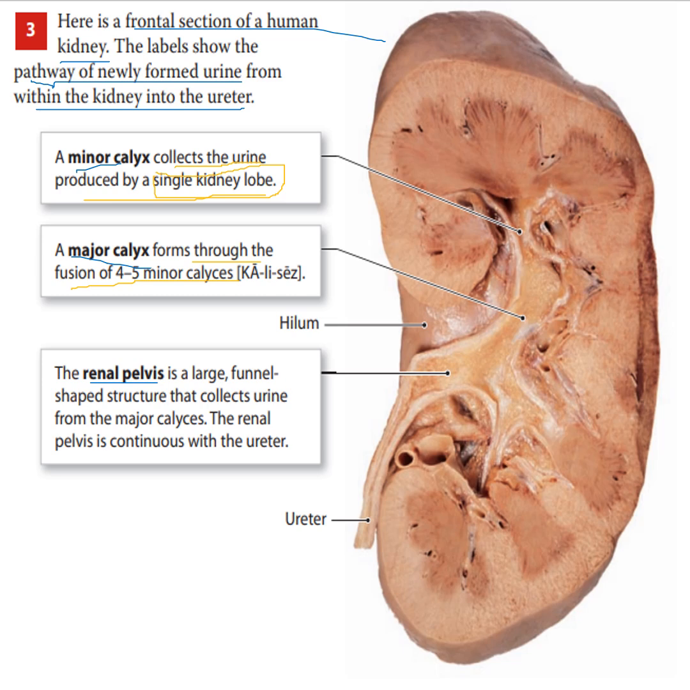renal pelvis, a large funnel-shaped structure that collects the urine from the major calyxes. The renal pelvis is a continuation of the ureters.